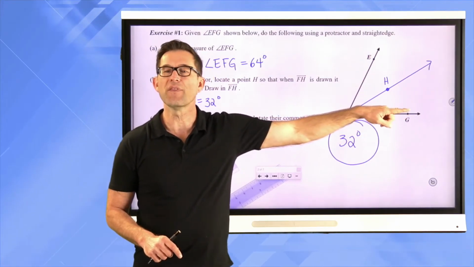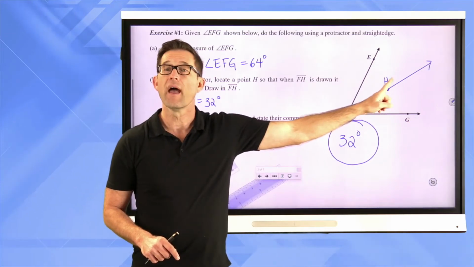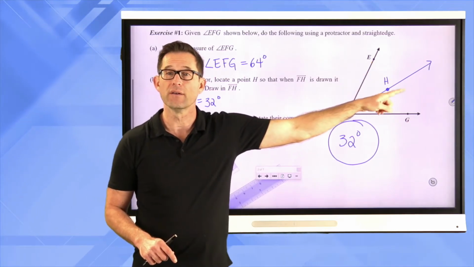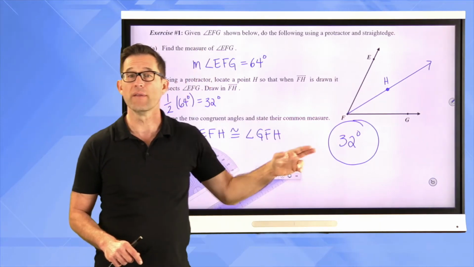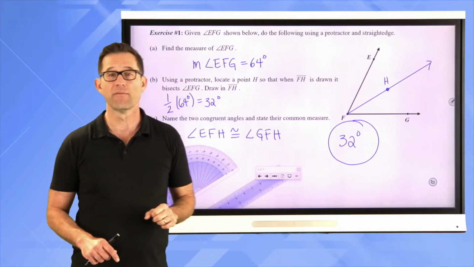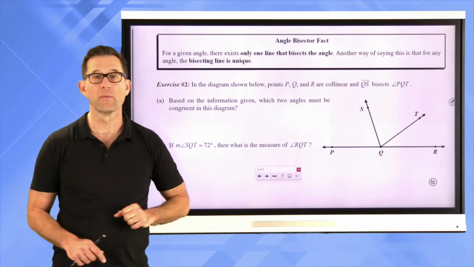It has to do with the angle that's created from this ray to the angle bisector, and the angle then from this ray to the angle bisector. And those two angles have to be congruent. In this case, they both have a measure of 32 degrees. All right, let's keep going and working with this.